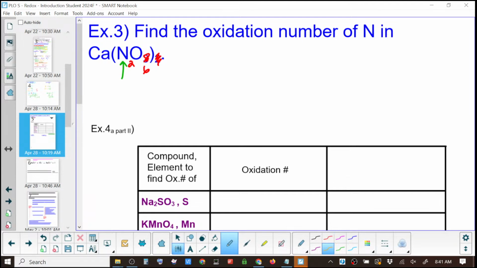So what's calcium? Plus 2. And then we have plus whatever N is, and we have 2 of them. That's the one I asked you to find. And then we have 6 oxygens, what's the charge there? Minus 12. And the whole thing doesn't have a charge, so it all equals 0. So what is N? 5. N is 5. Does that look familiar?